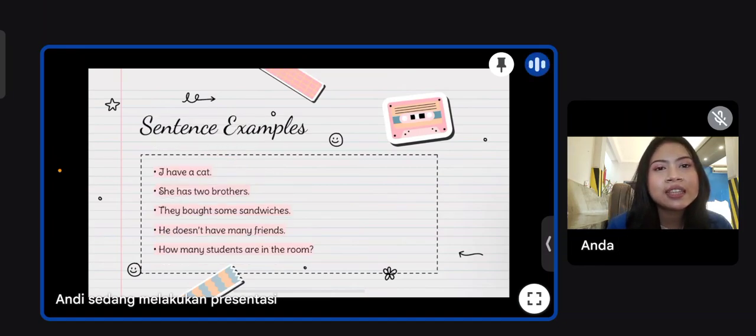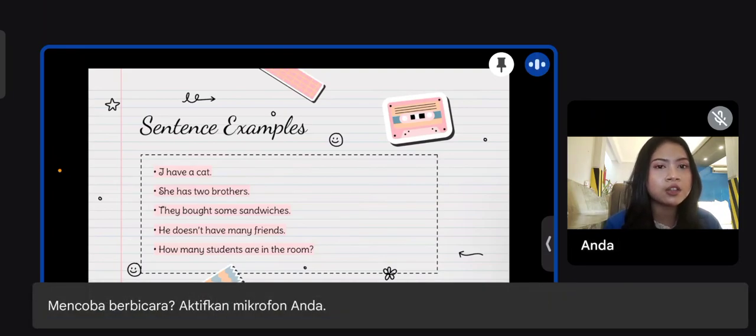Here are some example sentences. The first one is I have a cat. The second is she has two brothers. The third is they bought some sandwiches. The fourth is he doesn't have many friends, and the last is how many students are in the room.